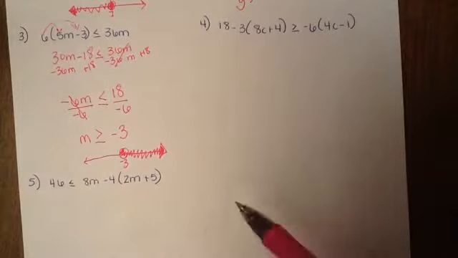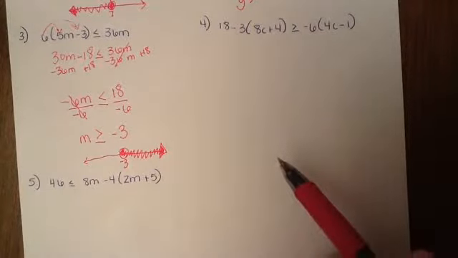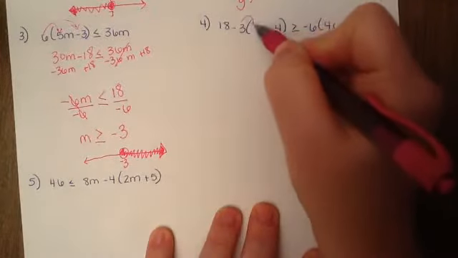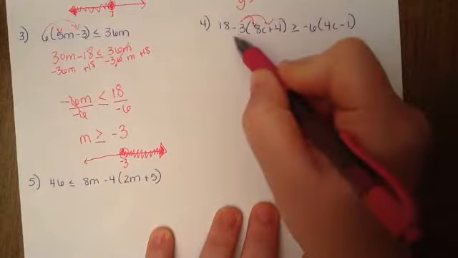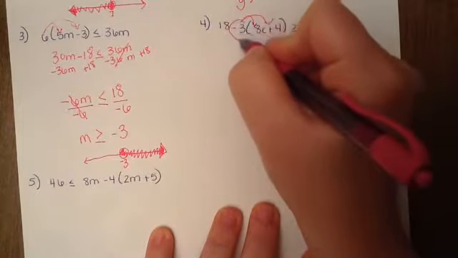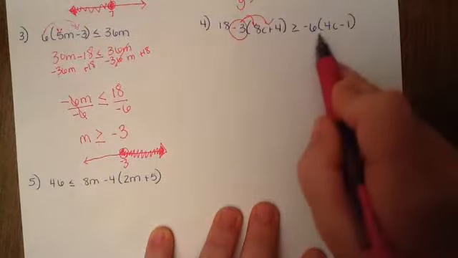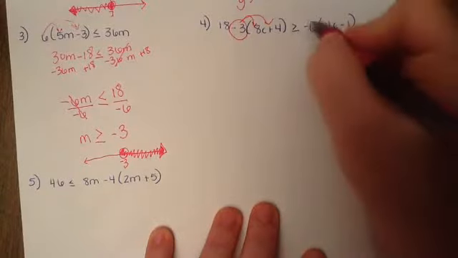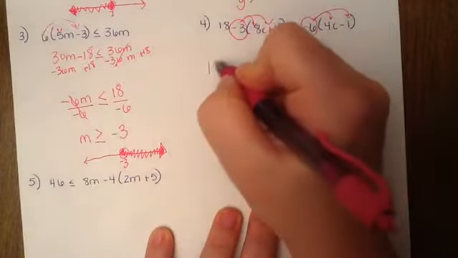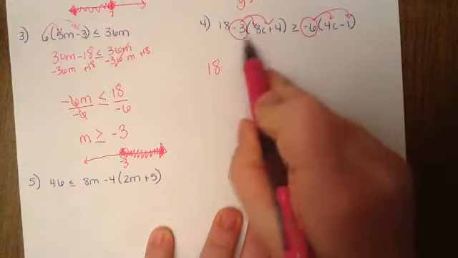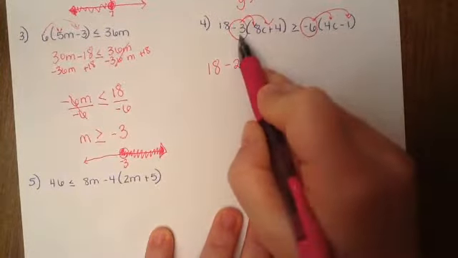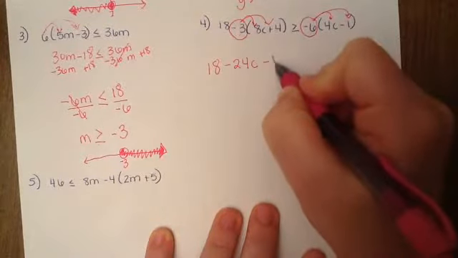For number 4, we have two sets of parentheses, so we're going to have to do what twice? The distributive property. So I'm going to distribute here twice. Now when I distribute, am I distributing a 3 or a negative 3? You're distributing a negative 3. What about here? What are you distributing? A negative 6. So I have 18, and this will become negative 24c. And negative 3 times 4, negative 12.